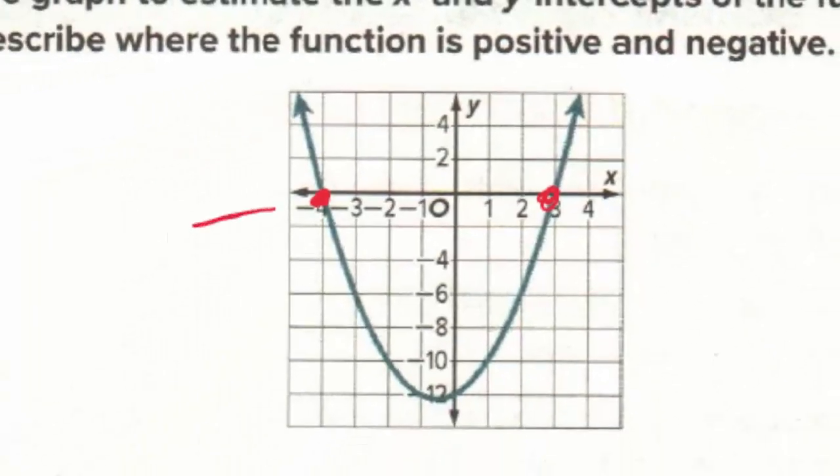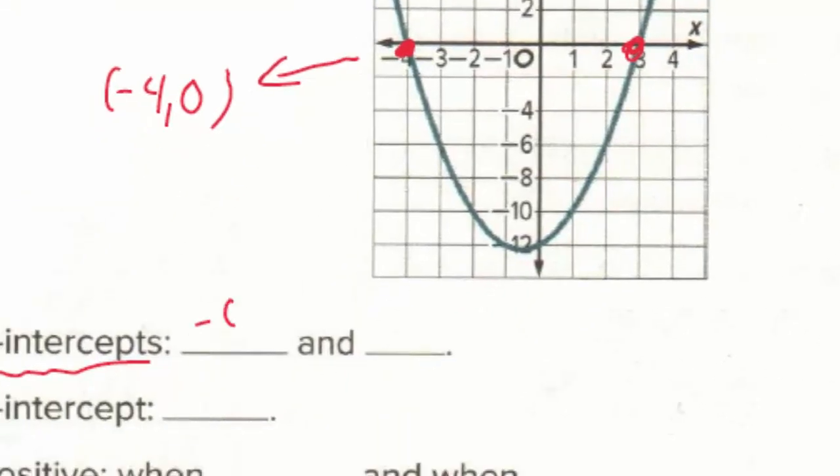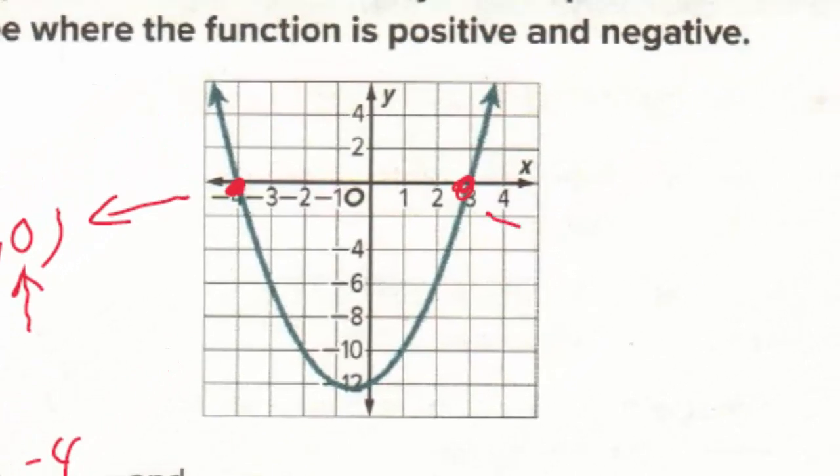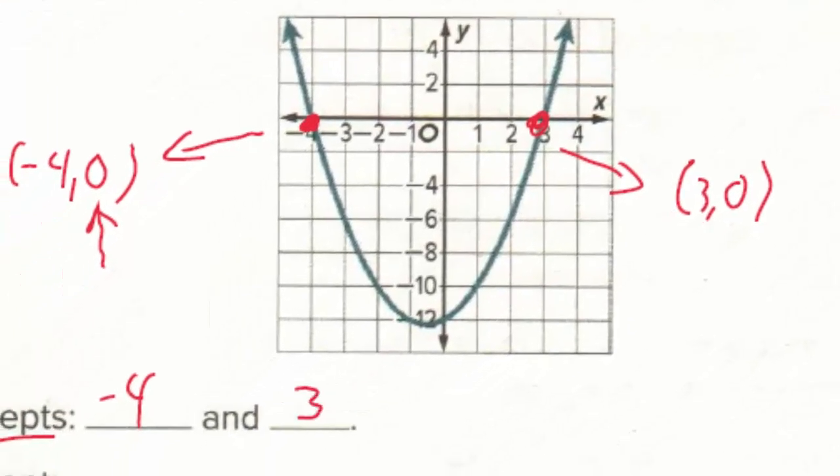And even though the ordered pair for this point right here is negative 4, 0, I don't have room to write that on the line, so I'm just going to take the x value, which is negative 4, and write it in there. And we just have to remember at that location, the value of y is 0. And the same thing over here with the other x-intercept, which is at 3, 0. But I'm only going to put the x-coordinate, which is 3, and remember that the y-coordinate at that location is 0.